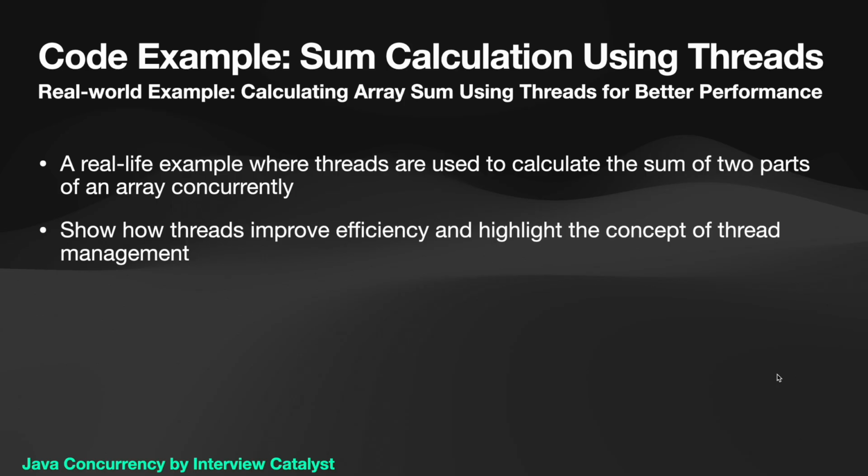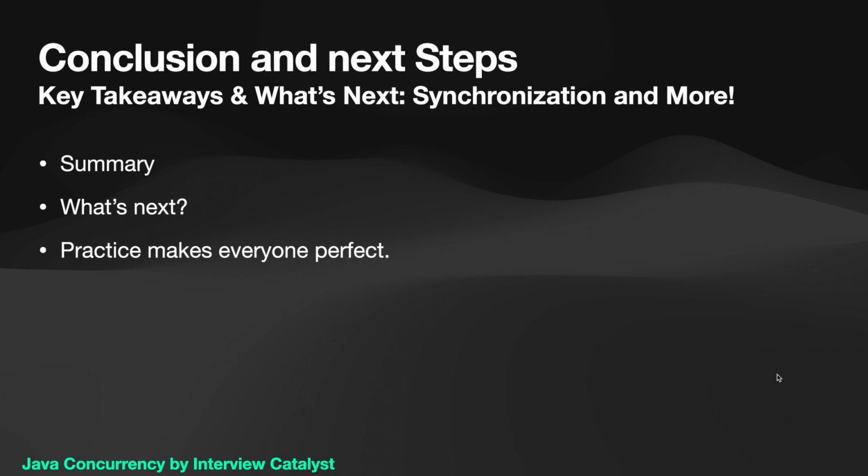In today's video, we covered the basics of threads in Java, from understanding what threads are and their life cycle to creating and managing threads for concurrent tasks. We also saw how threads can significantly improve the performance when used for tasks like parallel processing, such as calculating the sum of an array. Remember, threads allow you to execute tasks concurrently, leading to more efficient use of resources, especially in time-consuming operations. However, effective thread management and synchronization are key to avoid pitfalls such as race condition and deadlock.